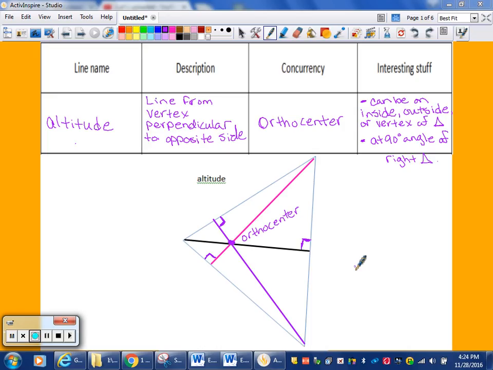The first one is formed from the intersections of the altitudes of the triangle. The altitude of a triangle is a line from the vertex perpendicular to the opposite side. The point where these altitudes intersect is called the orthocenter. The orthocenter can be inside, outside, or the vertex of the triangle, and it's at the 90-degree angle of a right triangle. So there is the first of the 4 points of concurrency and its traits.